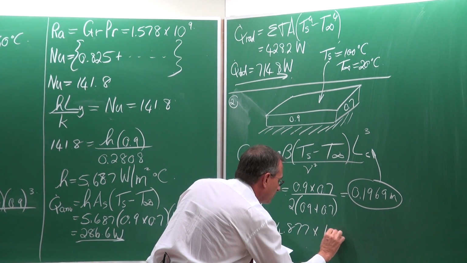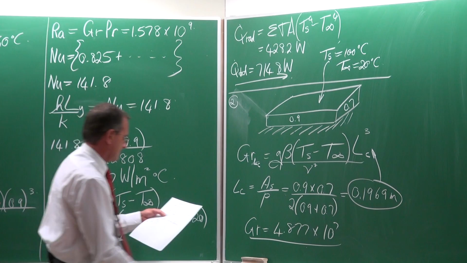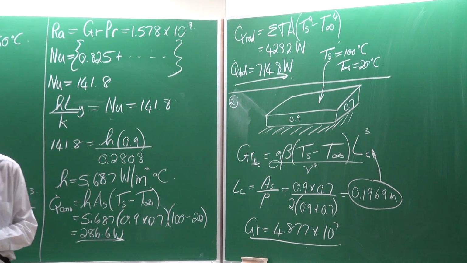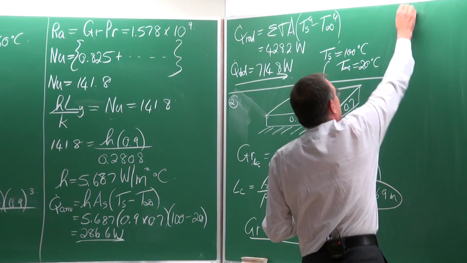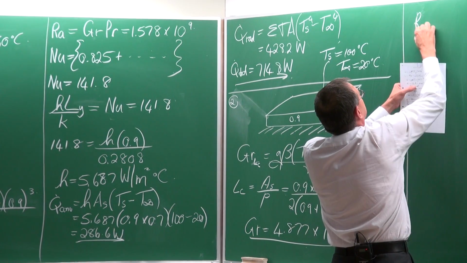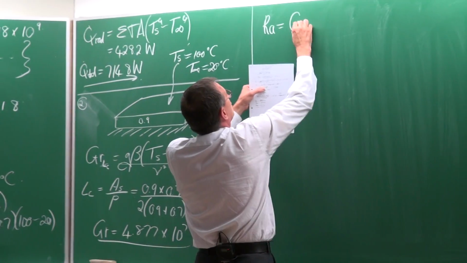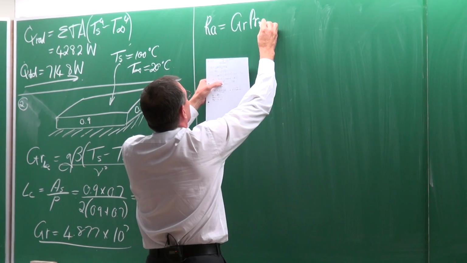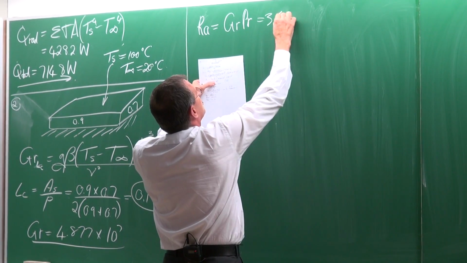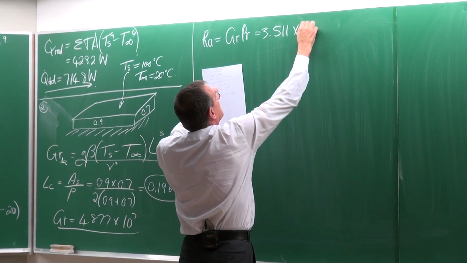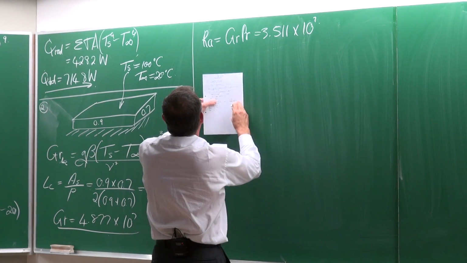And if you now go and calculate the Grashof number, then it is equal to 4.877 multiplied by 10 to the 7. And then the Rayleigh number, which is equal to the Grashof number multiplied by the Prandtl number, is equal to 3.511 multiplied by 10 to the 7th.